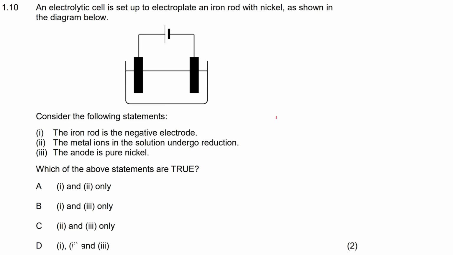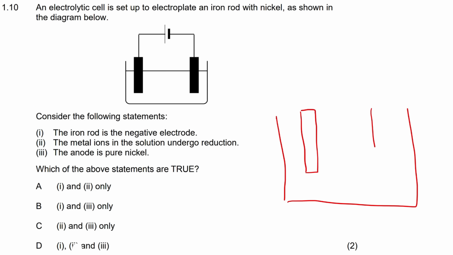Okay, so let me just quickly draw something out for us. And let's forget about the battery terminals, for example. Let's just put 2 electrodes. Okay, and then we've got a solution over here. Now, one of these is nickel and one of these is iron. Okay. Now, what we want to do is we want to electroplate the iron with nickel.